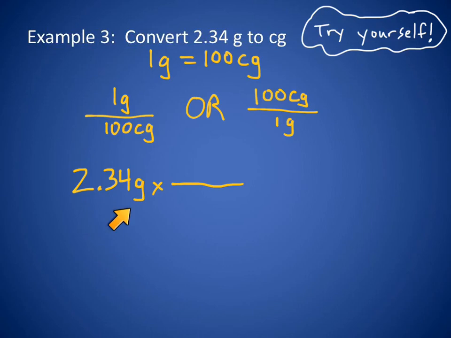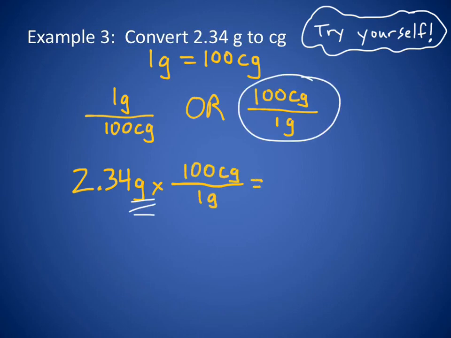I take 2.34 grams, times one of these 2 fractions. Which one? Number 1 or number 2? Number 2, because it's got grams in the denominator, and I have grams. So I'm going to times it by that one, 100 centigrams over a gram. 2.34 times 100 is 234. Divided by 1 is the same answer, 234.